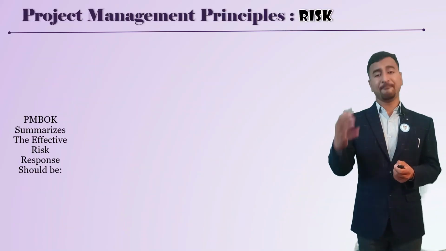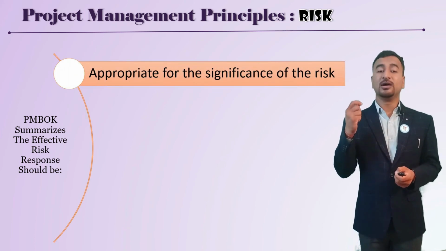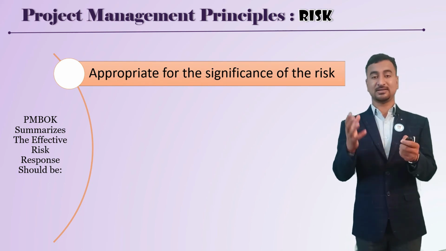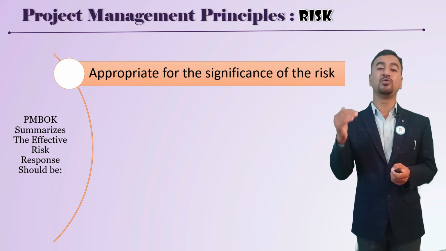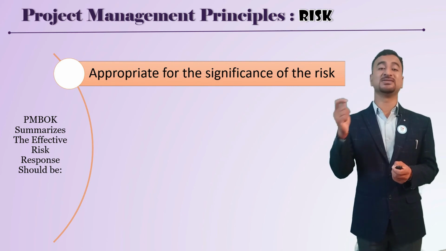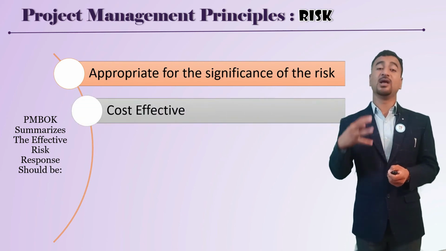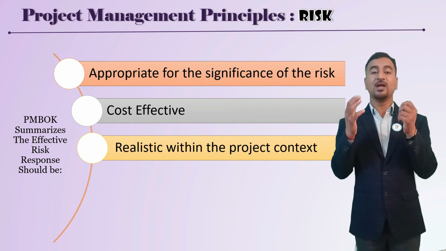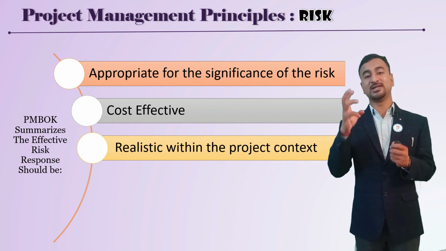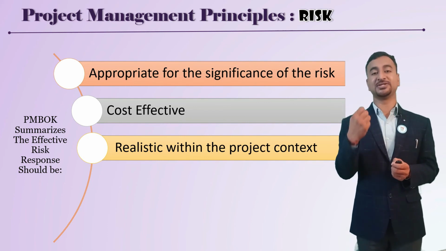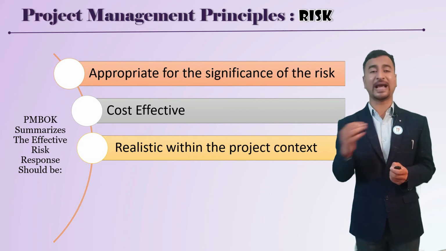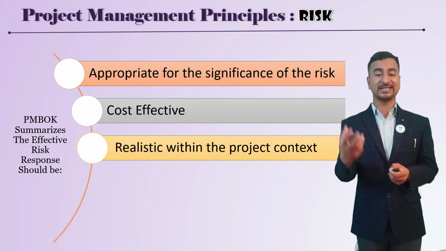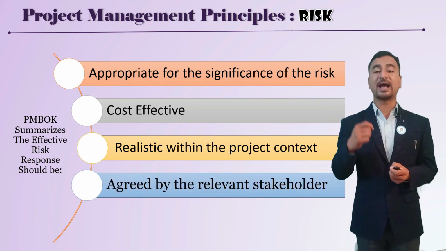Now, PMBOK summarizes that the risk response should be like this. It should be appropriate for the significance of the risk. It means you consider the risk based on its magnitude, and whether, after a proper cost benefit analysis, this particular risk needs to be addressed or not. Cost effective: you have to plan the risk response or risk handling capability, realistic with the project context. So when you are dealing with the risk, you should consider the end objective or outcome of your organization's project deliverables. You should not just carry on managing the risk rather than focusing on the end result. So you have to be realistic in designing the risk response, and it should be agreed with relevant stakeholders.